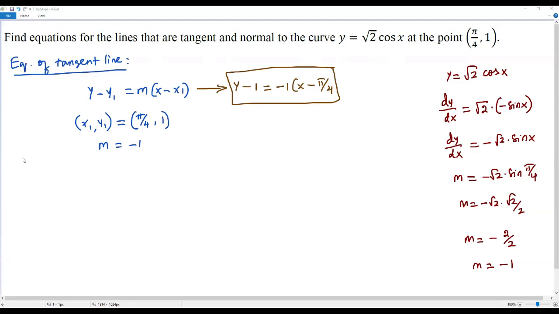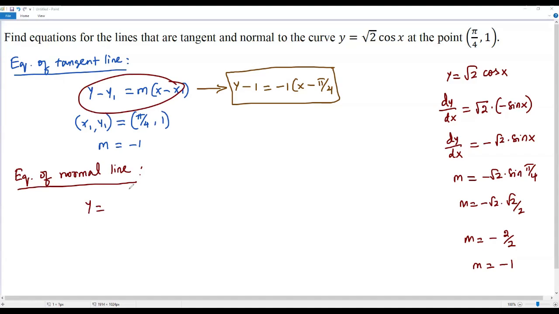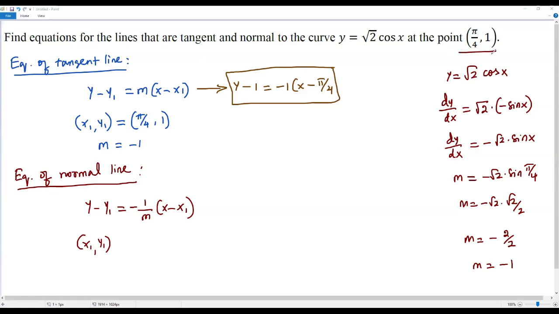Now I have to find the equation of the normal line. First, let me write the formula for the equation of the normal line. The formula is almost the same: y minus y1 equals, and to get the equation of the normal line, we replace the slope of the tangent line m by negative 1 over m. For the tangent line, you use m as the slope, but for the normal line, I take the reciprocal of the slope of the tangent line, with a negative sign, times x minus x1. Here it is the same point x1 comma y1, because we find both tangent and normal at the same point pi over 4 comma 1.